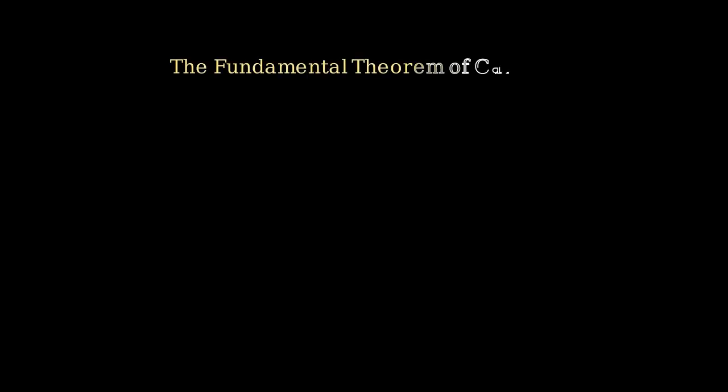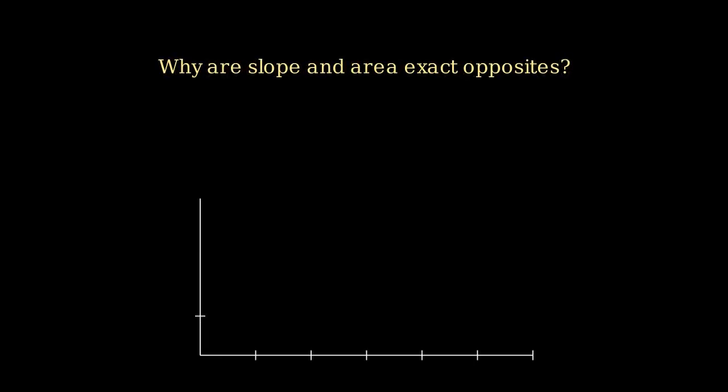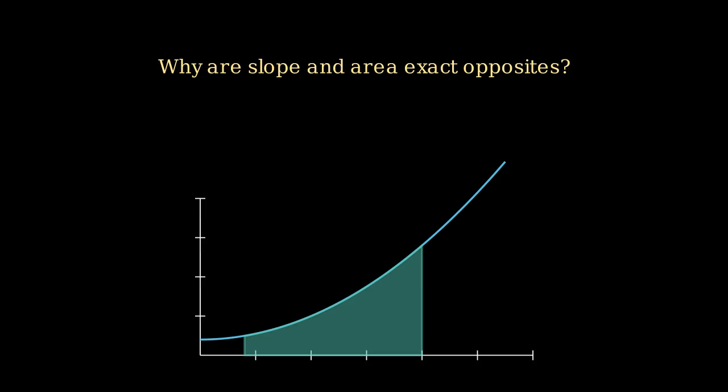Have you ever wondered why finding the slope of a curve and finding the area under a curve, two problems that seem to live in completely different worlds, turn out to be exact opposites of each other? By the end of this video, you'll see the one picture that makes this obvious, and you'll never look at an integral sign the same way again.